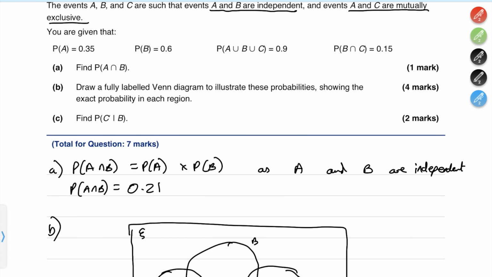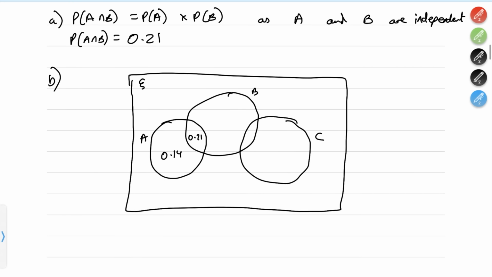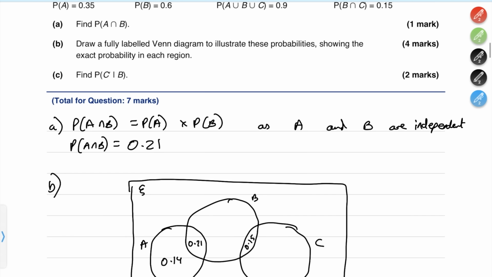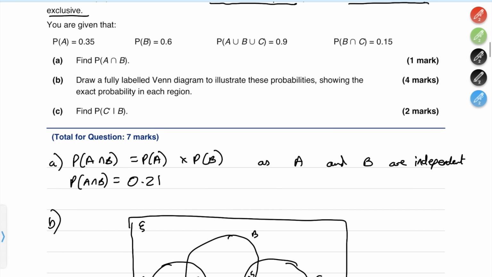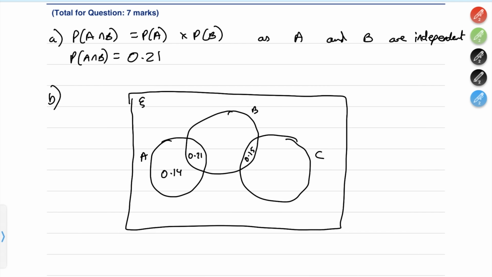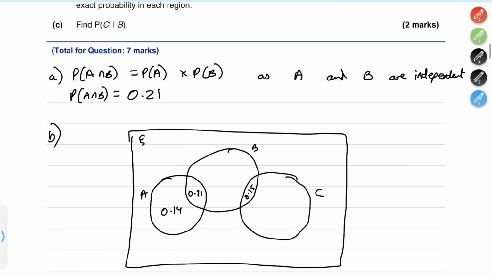Probability of B intersection C is 0.15. So I can label this 0.15. And again, using the same logic, the whole of circle B should add to 0.6. So that means the rest of this shape here, this area here, is going to add to, so this is going to be 0.36, so this will be 0.24.